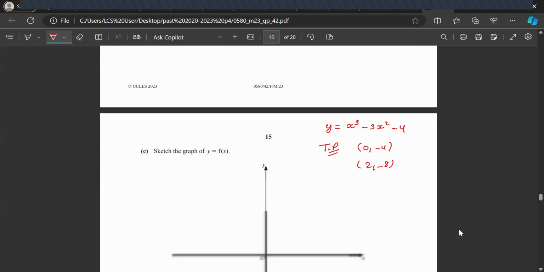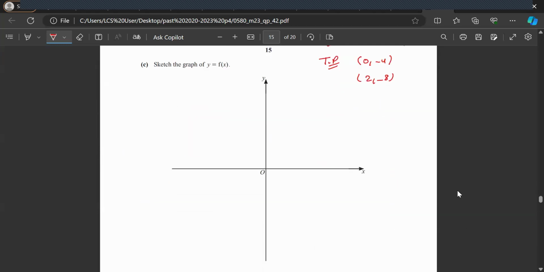Listen to this carefully. First of all, mention on the graph or sketch the turning points. First, 0 and negative 4. So I have here 0 and negative 4. Okay? And 2 and negative 8. If I said this is 1, this is 2, I will go down like this here and write 2 and negative 8. No need to do this.